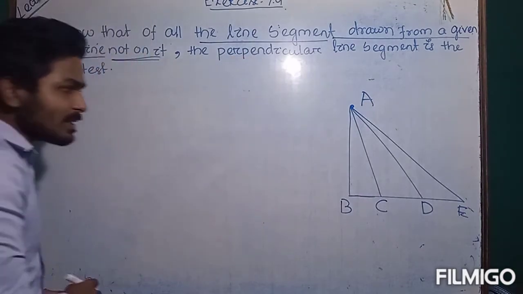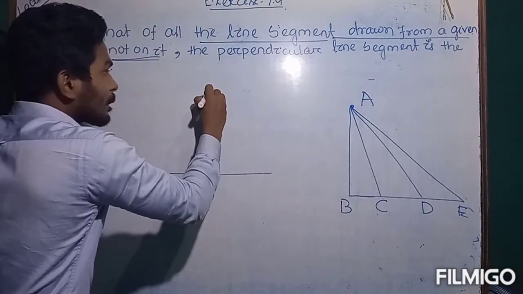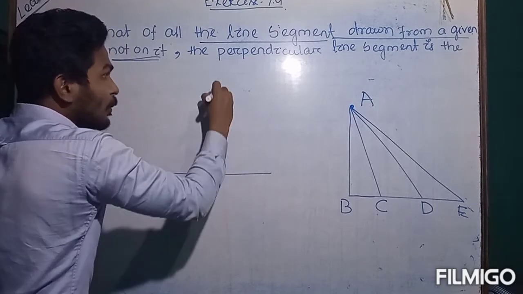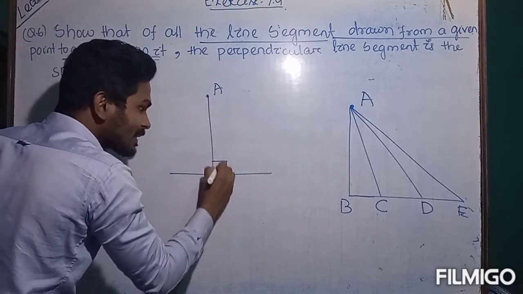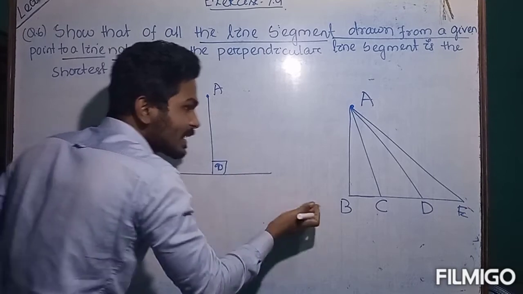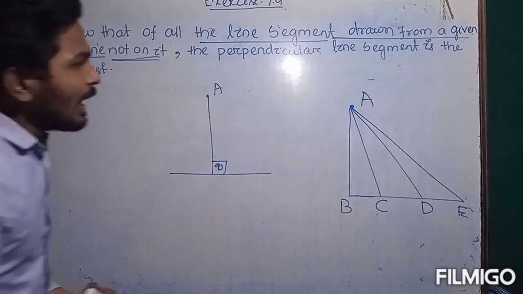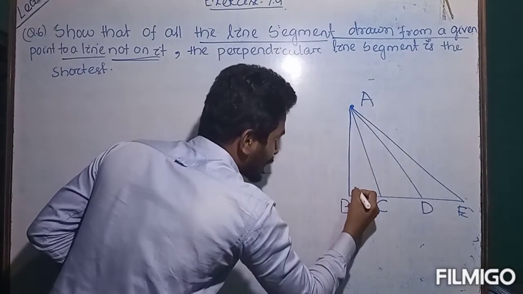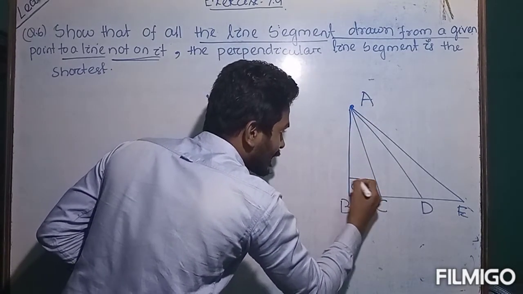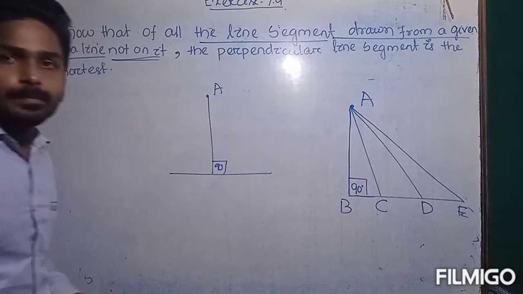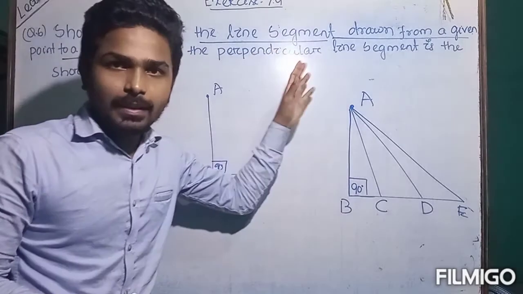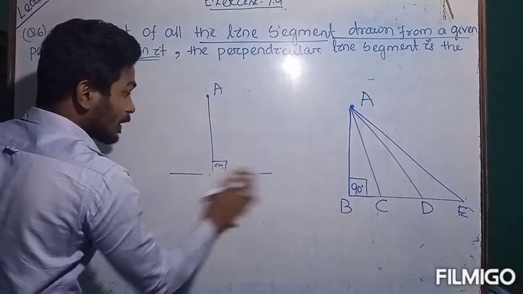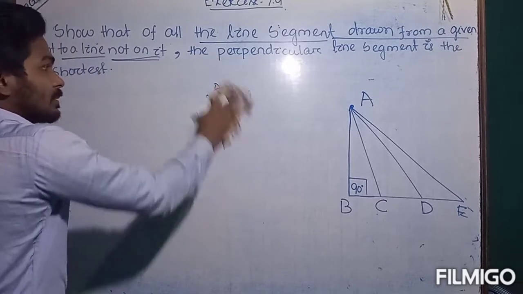Perpendicular line segment means you have to draw a line from the point A so that it makes 90 degrees with the base. Let's suppose this is the perpendicular line segment. That means it makes 90 degrees with the base. Okay, you have completely understood the question. Similarly, you have to understand every question in the examination.